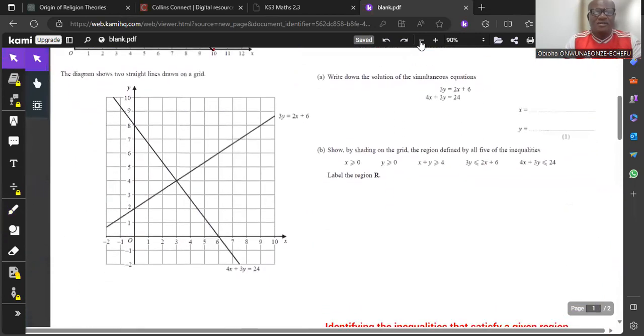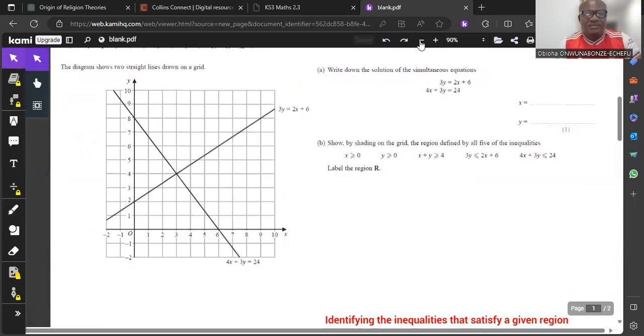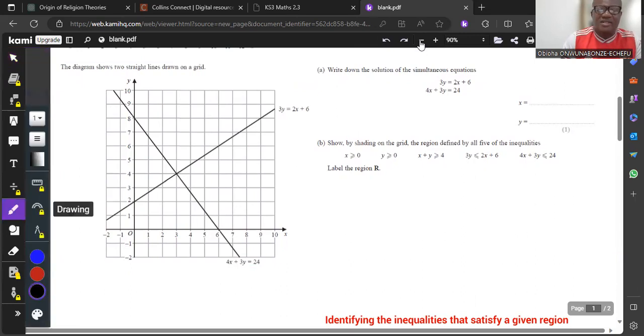Okay, here's the question. Here we are given 2 lines already. So let's see what question A says. Question A says write down the solution of the simultaneous equations 3y equals 2x plus 6, which is this, and 4x plus 3y equals 24, which is this.